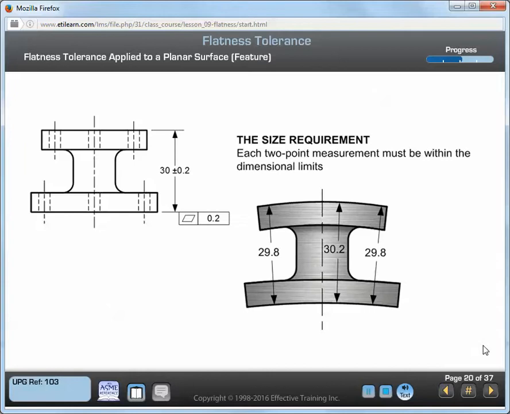The size requirement is met by ensuring that each actual local size is within the limits of size. The size should be measured in multiple places on the feature of size. Next, let's look at the rule number 1 requirement.